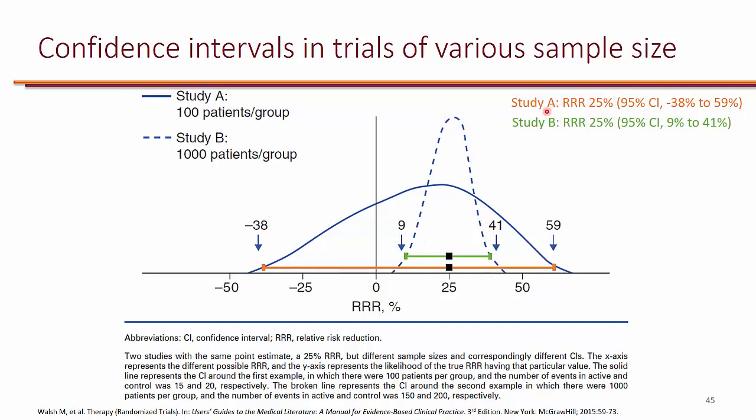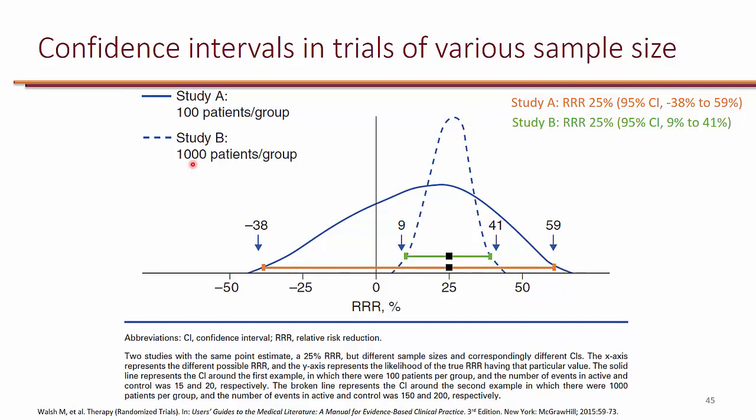Okay, so let's say both studies found the same relative risk reduction of 25%. But you can see that in study A, the confidence interval is huge. In fact, it actually loses statistical significance because it crosses zero, even though they have the same value for relative risk reduction. Whereas study B, that was a larger study, had a confidence interval that did not cross zero, so it actually gained statistical significance.